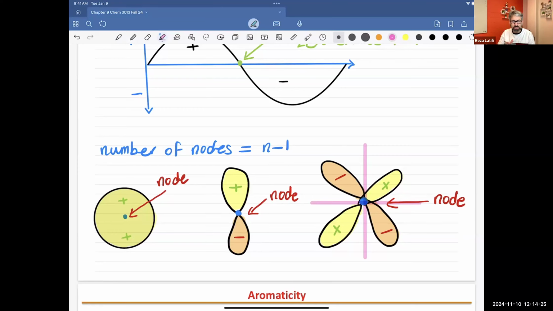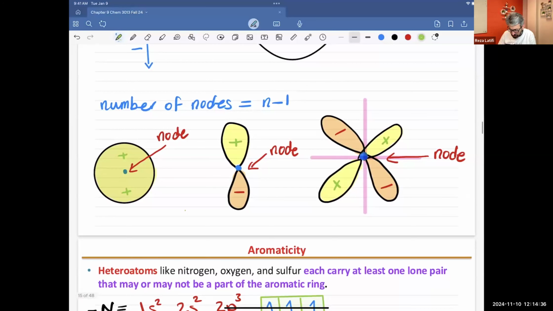Okay. Now, how do I figure out the number of nodes? The number of nodes is equal to n minus 1. And what's n? If you know which orbital you're talking about, for example a 2p orbital, in that case n is equal to 2. So n minus 1, in this case 2 minus 1, we have one node, and this node is going to be here. That node splits the p orbital into two lobes, positive and negative. This orbital is aligned with the z axis, so we're going to call it the pz orbital.